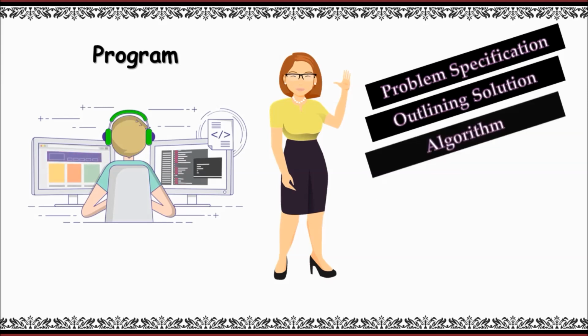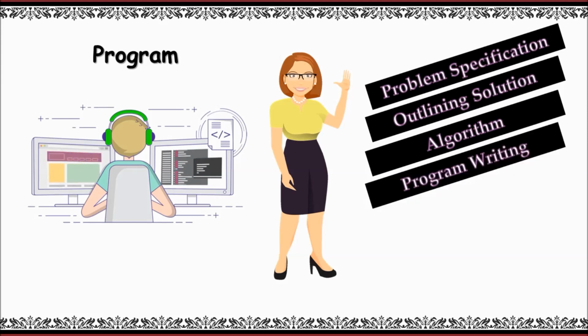And the next one is an important phase, which is the algorithm. In this step, we develop a step-by-step procedure to solve the problem. It is a very important phase to develop a program. And the next one is program writing. We use certain programming languages like C, Java and all to write the basic instructions to solve the given problem.